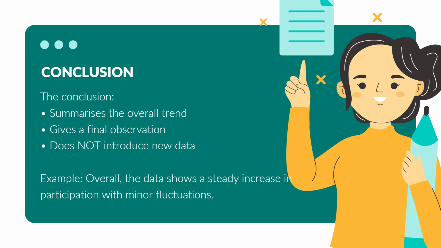So the conclusion summarizes the overall trend, gives a final observation, and does not introduce new data. For example, "Overall, the data shows a steady increase in participation with minor fluctuation." So this is literally summarizing the whole content. It's not giving you any new information or data or numbers in the conclusion. Make a clear note about it.